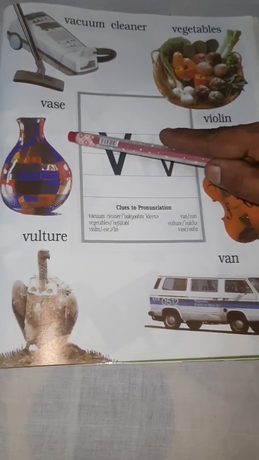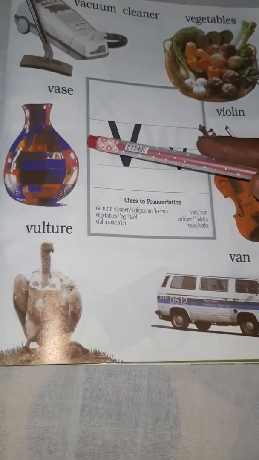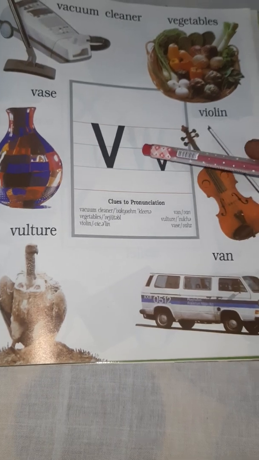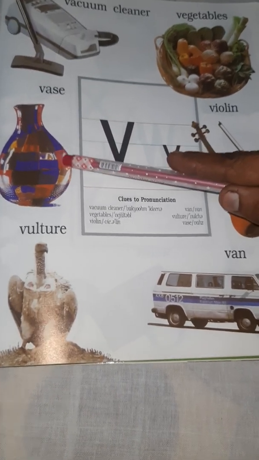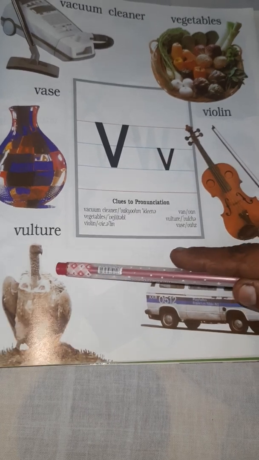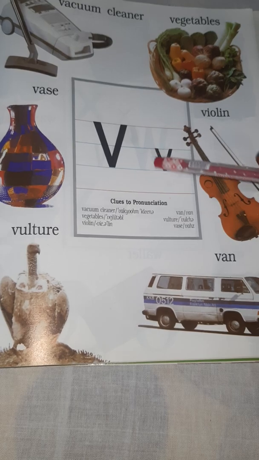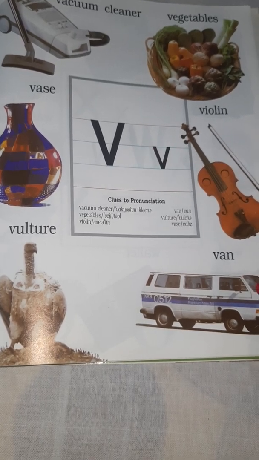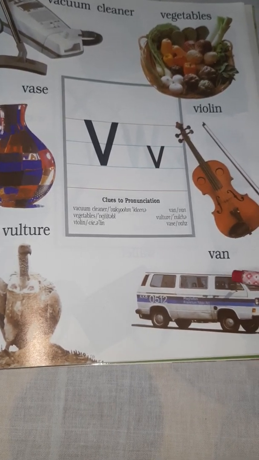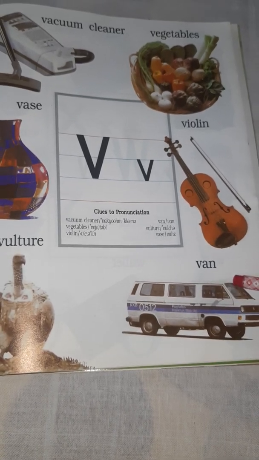V for vase. V for vase. We use vase to keep flowers. We use vase to keep flowers. V for vulture. V for vulture. Vulture is a bird. V for van. V for van. Van is a means of transport. Van is a means of transport.